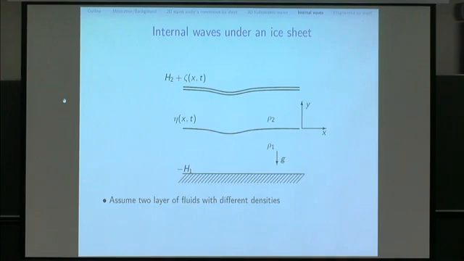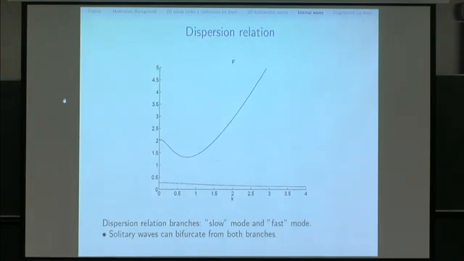So with two densities, ρ1 and ρ2, the problem is more complicated. You have these two unknowns, so you have more equations to solve. And the simplest thing to do is first to look at the linear case to find the dispersion relation. So I'm looking at C against K.